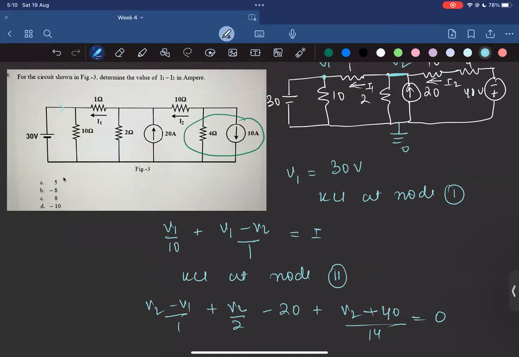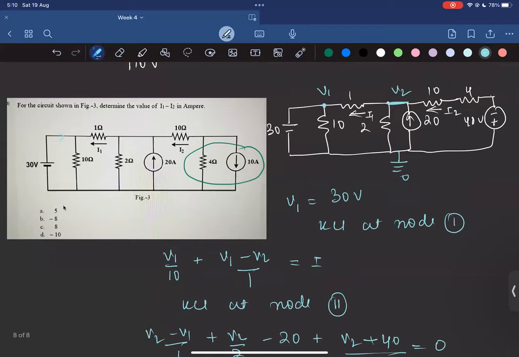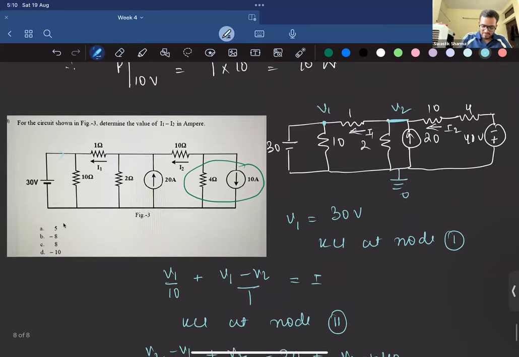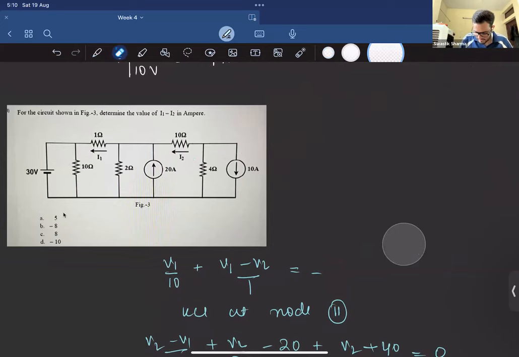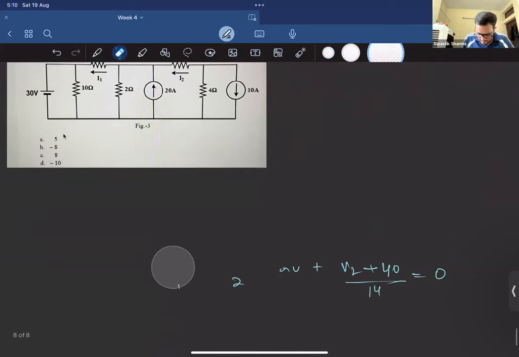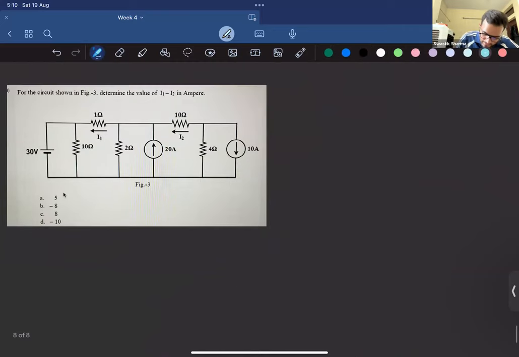Another way may be that you could have taken all the current sources on one side and the resistances on the other side. Then it would have become easier. Then 20 ampere and 10 ampere would have reduced to 10 ampere, and then the resistances on the other side would have followed. Okay. Wait. Let me write it again. Just a second. Now see, Renessa, what you're telling me is that I could have simply subtracted 20 from this 10, right? That's what you're telling me to do?